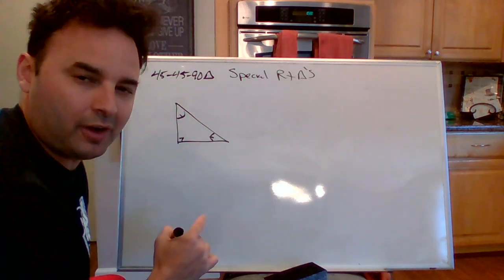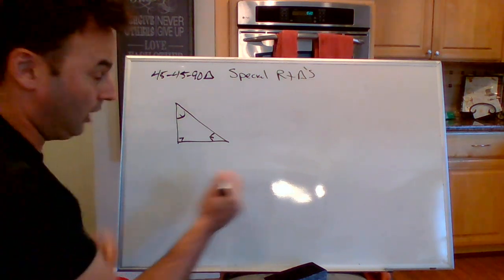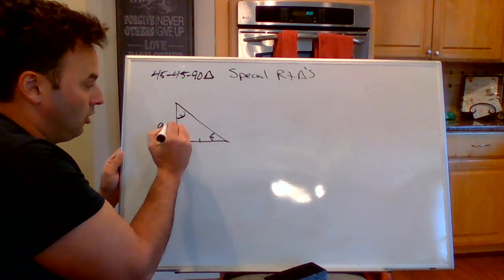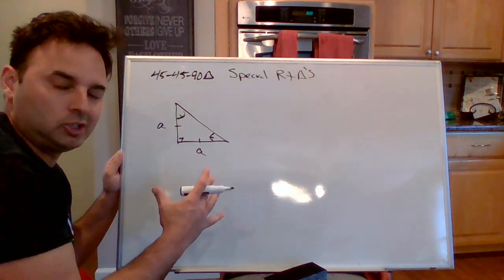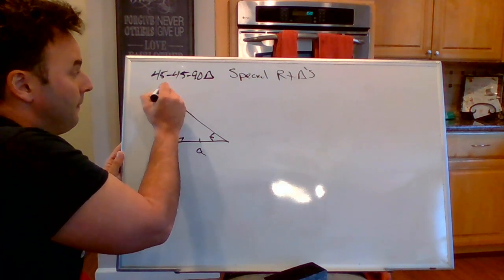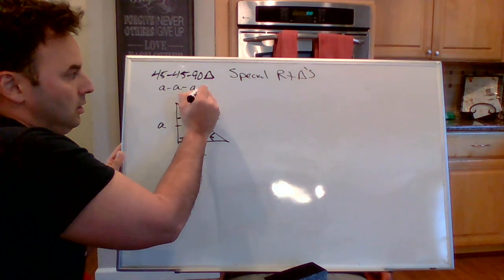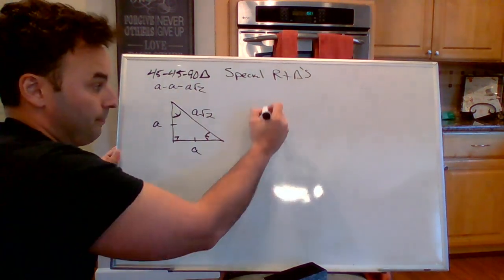If I have a 45, 45, 90 triangle, what type of triangle is that? Yes, isosceles triangle. So we know those two are the same. They are congruent. Let's call that A and A. The 45, 45, 90 triangle ratio will always be A, A, A radical 2. Okay, that will always work. Let me show you an example using Pythagorean theorem.